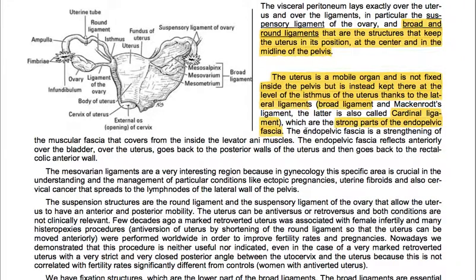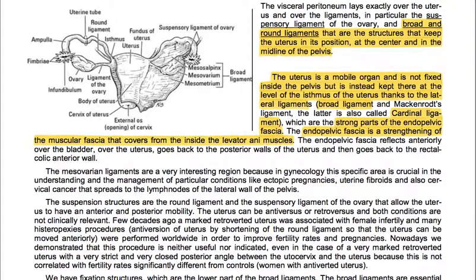What is endopelvic fascia? It's a strengthening of the muscular fascia that covers from the inside the levator ani muscles. This fascia reflects anteriorly over the bladder and over the uterus, then goes back to the posterior walls of the uterus, and then goes back to the rectocolic anterior wall, so it covers everything.